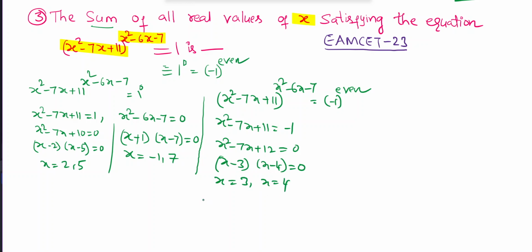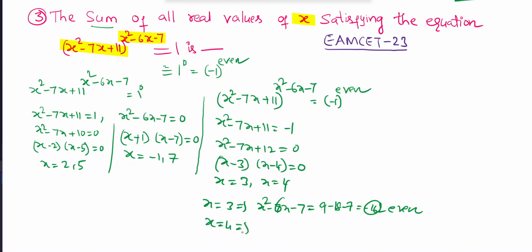Substituting x is equal to 3 in the power x square minus 6x minus 7, find this value. Here x square is 9 minus 18 minus 7. 9 minus 18 minus 7, this is minus 16. So this is an even number. So when x is equal to 3, the power is even.